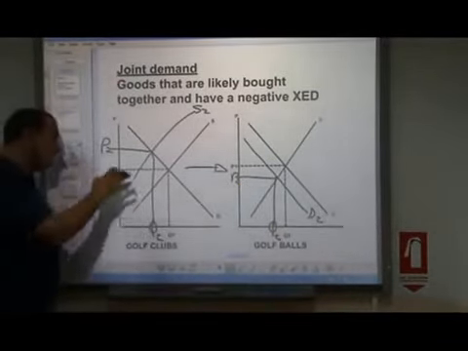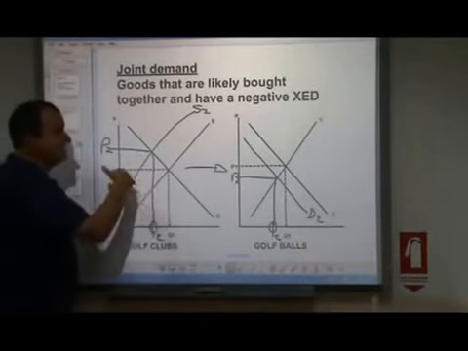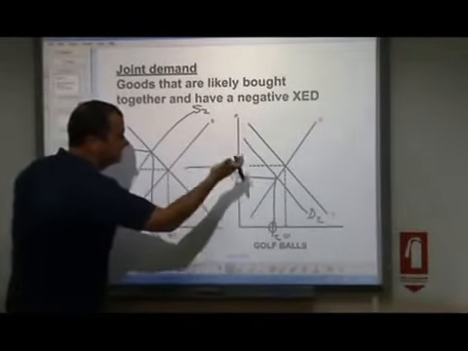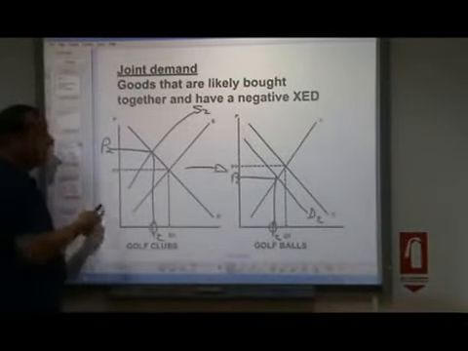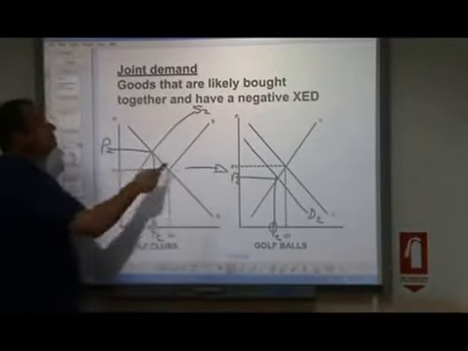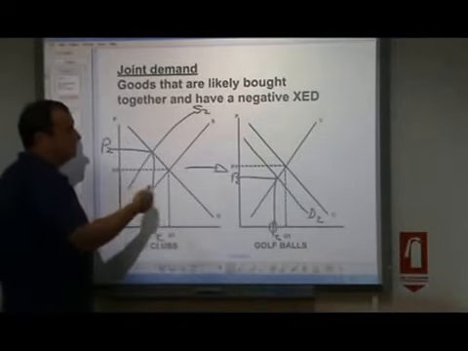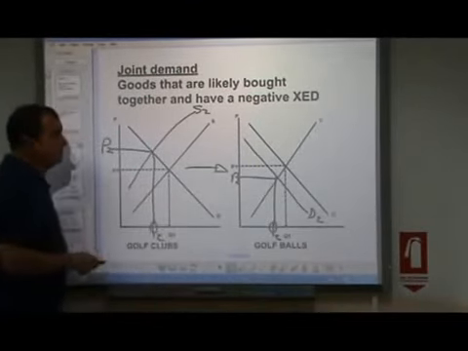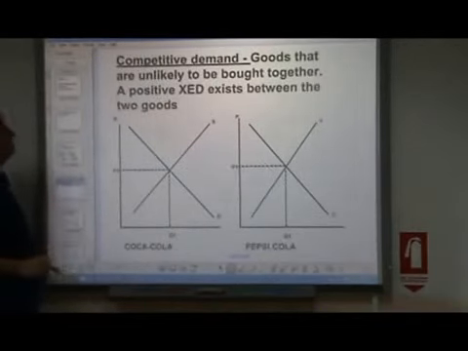So the impact of higher costs of production in the golf club market led to a fall in demand in the golf ball market, because fewer people were buying golf clubs, and so fewer people wanted to buy golf balls, because these are in joint demand. They are goods that are complements to each other. Okay, that's a pretty straightforward one. Let's go on to the next one.